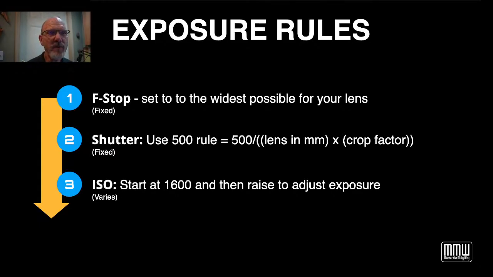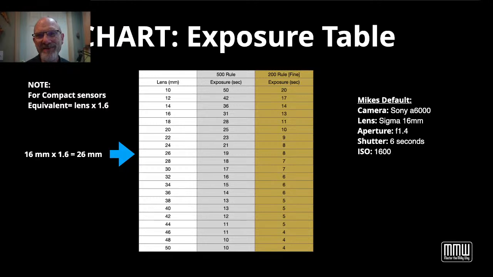Now, if you don't like doing math, there are always charts and tables available. Here's an example that I found somewhere for compact cameras like my Sony with a 1.6 equivalent and a 16 millimeter lens. So 16 millimeters times 1.6 is 26 millimeters. You come over to the chart and find 26 millimeters on the line down here. You look over at the 500 rule. It says 19 seconds, or actually 20 seconds, maybe a little bit more. Maybe you want to go underneath that to 15 seconds. I don't know where your camera will stop. But basically it says after 19 seconds, the stars are going to start to smear.